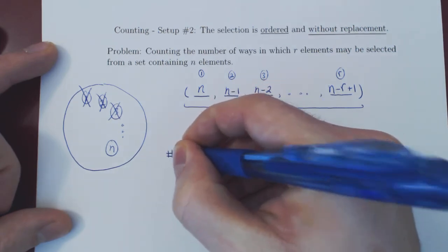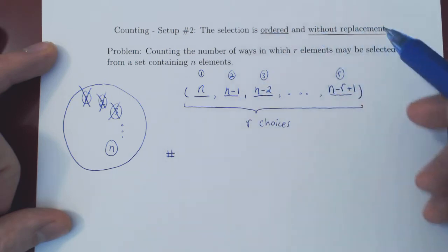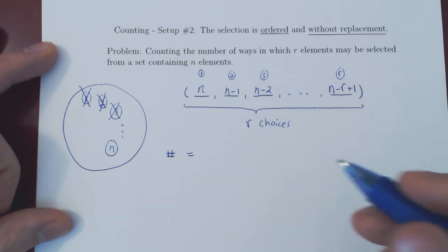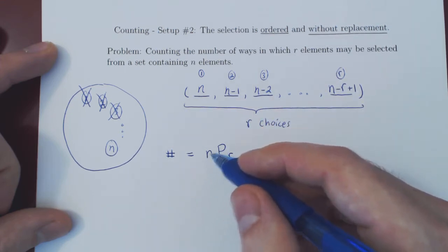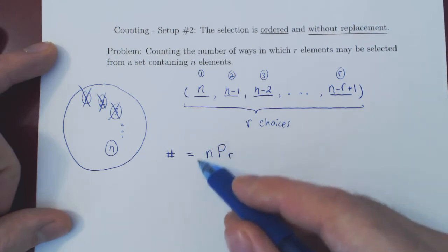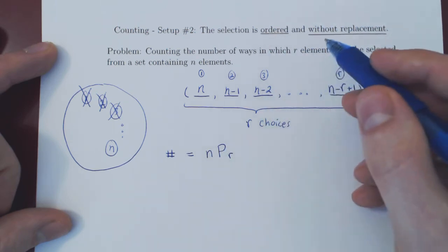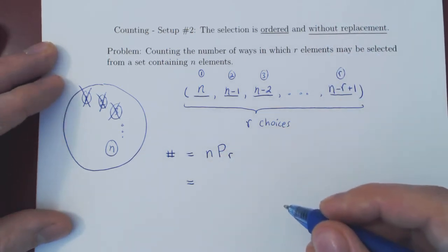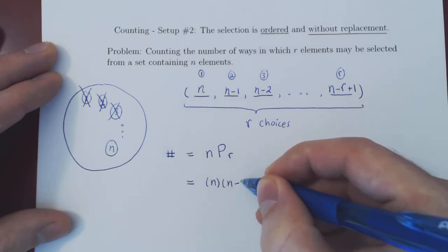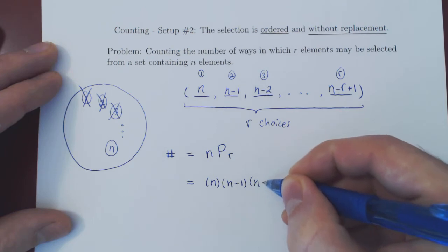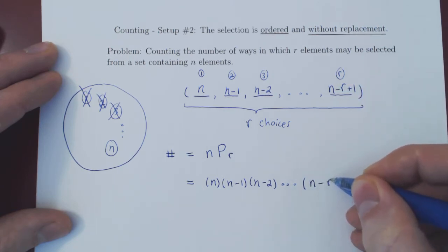So the total number of ways in which we can select our r elements from n elements, given an ordered setup and without replacement, is, and we denote this in a special way, we write n, uppercase P, and then lowercase r, and this simply reads nPr. It stands for the total number of ways in which r elements can be selected from n elements when the setup is ordered and without replacement, and is equal to, well, let's see. We have n options for the first pick, times n minus 1 options for the second pick, times n minus 2 options for the third pick, and times, finally, n minus r plus 1 options for the final pick.